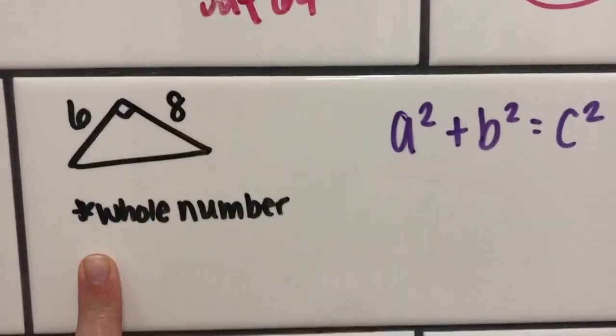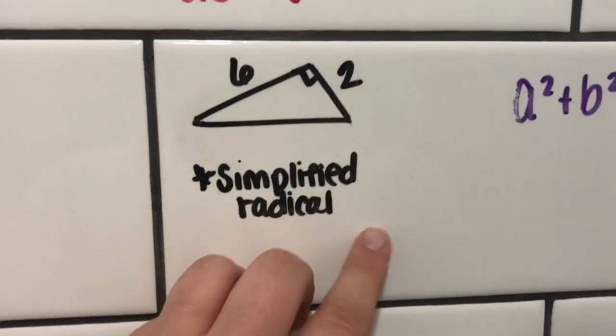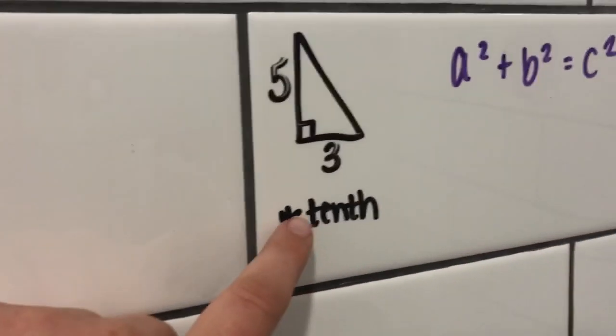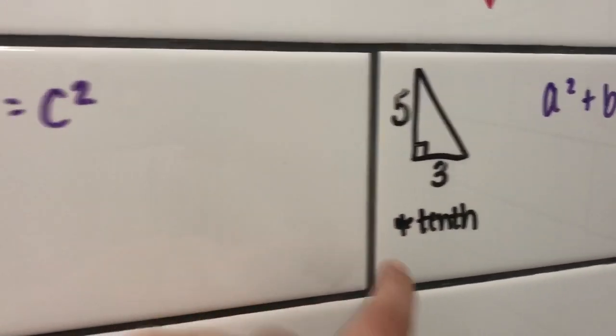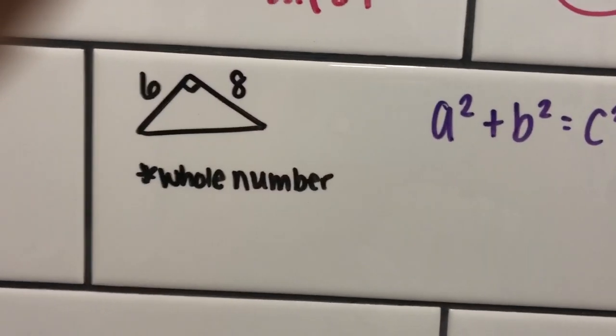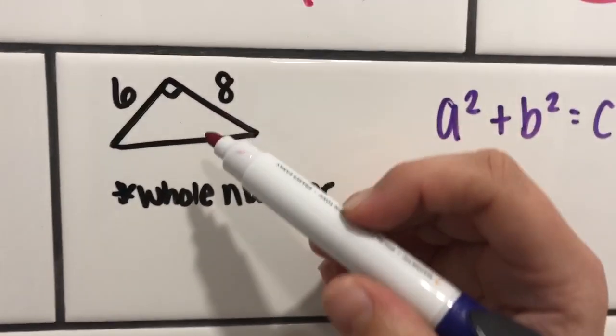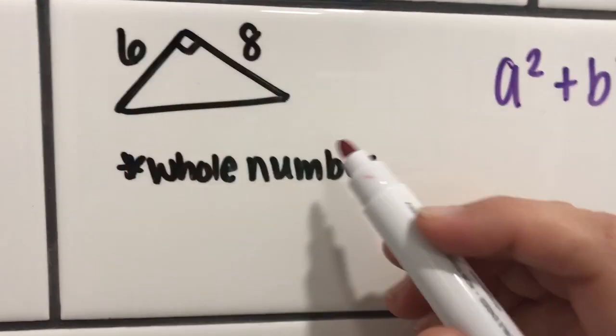So am I looking for my answer as a whole number? Am I looking for it as a simplified radical? Or am I looking for it as estimated to the nearest tenth? So I'm going to come back here and we'll do the whole number first. This is the top left one in your notes if you have them printed out. And I want to choose what side of my triangle is the hypotenuse.